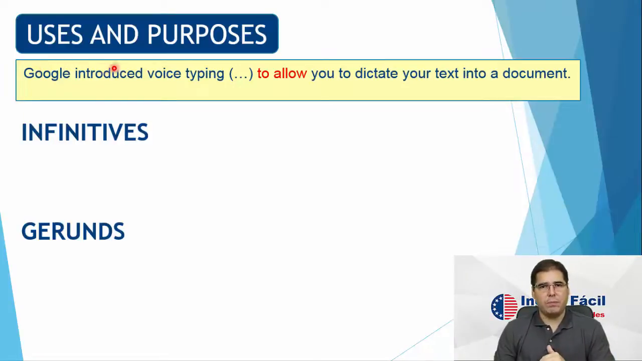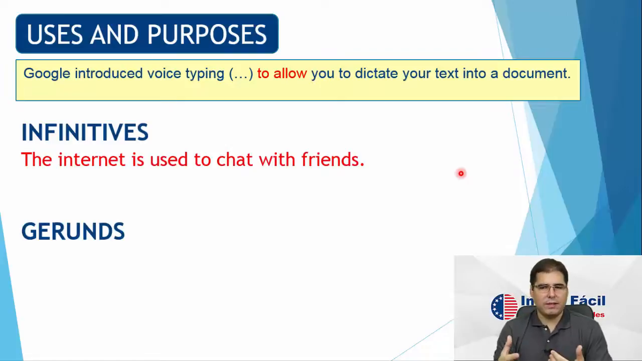So, uses and purposes. When we want to say what is the use of something or what is the purpose of something, we have two options. We can use either infinitives or gerunds. So in the example from the text, Google introduced voice typing to allow you to dictate your text into a document. So the purpose of this voice typing feature was to allow you to dictate your text into a document. That's the purpose, that's the use of this feature.